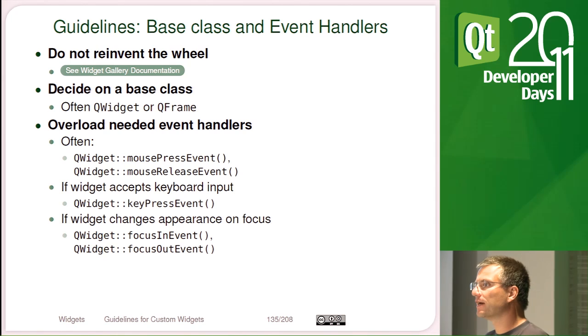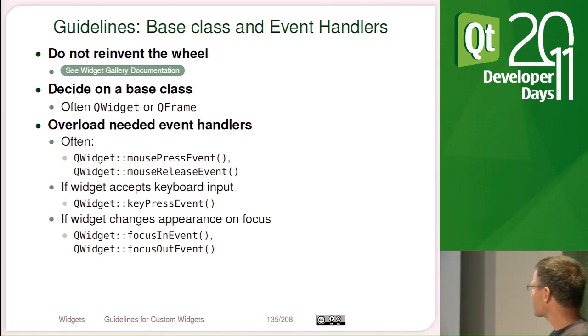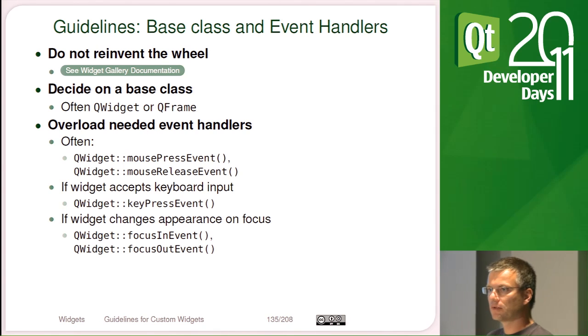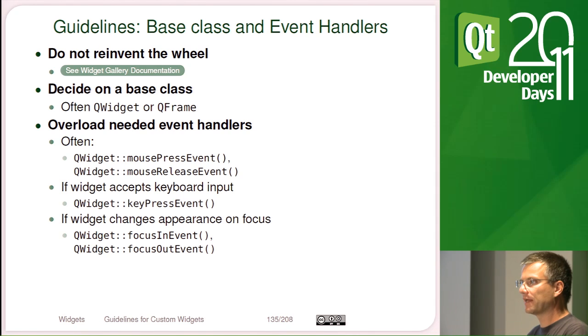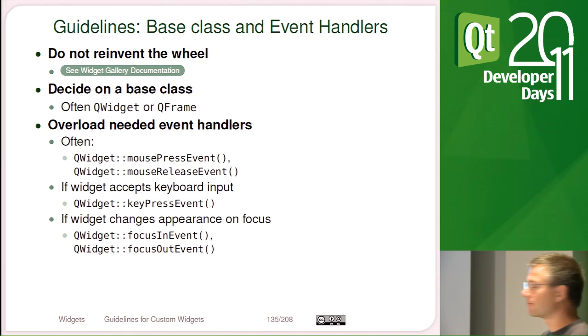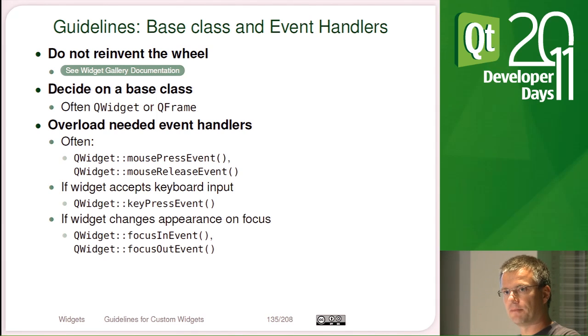But if you do not find something, then you have to decide about the base class. Do you derive from QWidget? You will have to re-implement everything yourself. Or can you derive from QFrame because your widget has a frame? So it's much better to derive from QFrame and make use of the functionality of a QFrame.